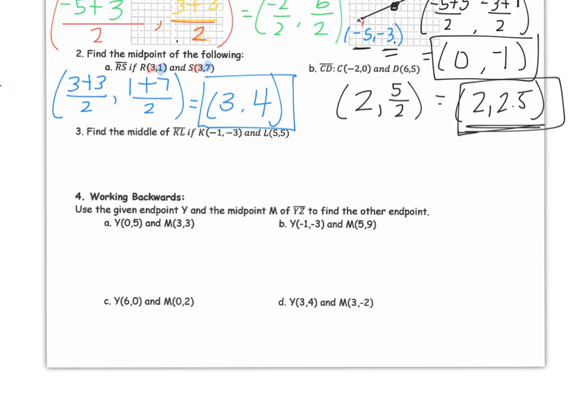Let's look at example 3. Example 3 says find the middle of KL. Well, notice I see the word middle. When you see the word middle, what formula does that tell you to use? Well, it tells you to use the midpoint formula.